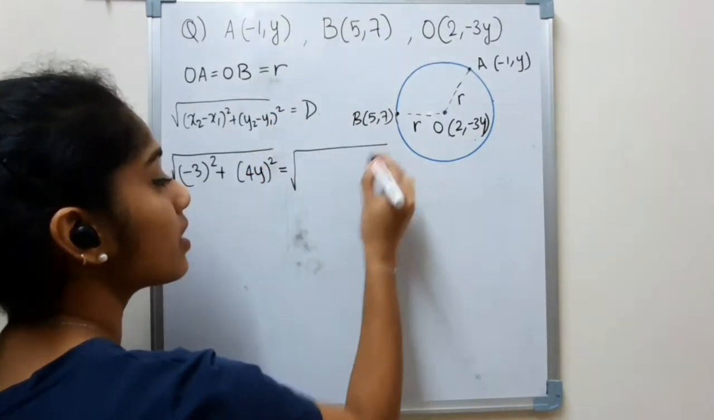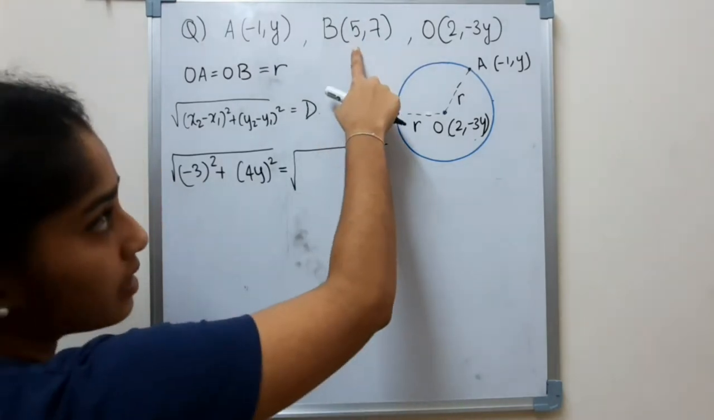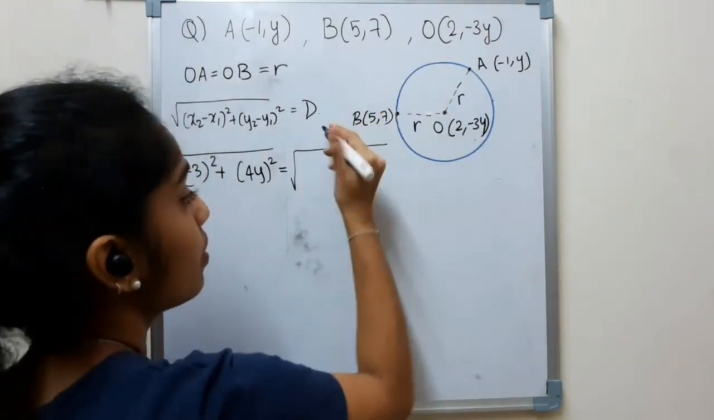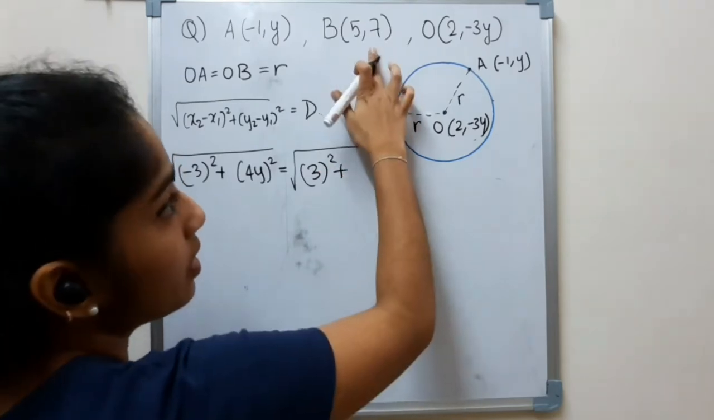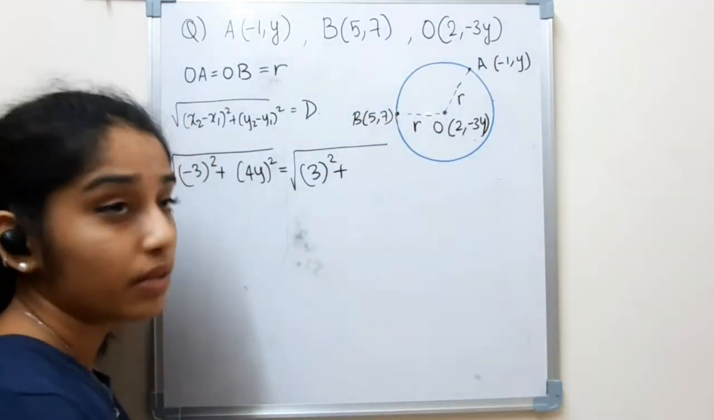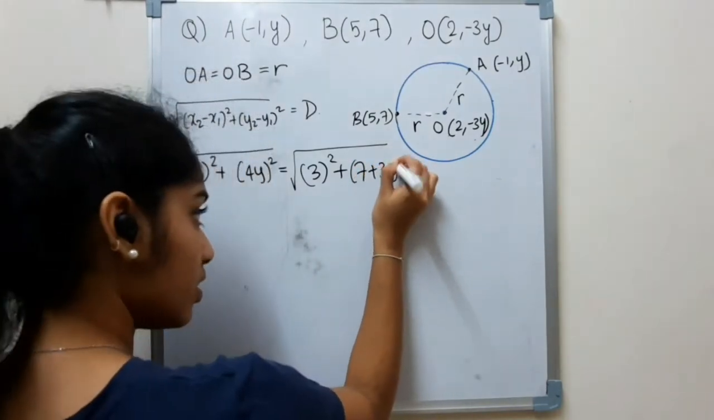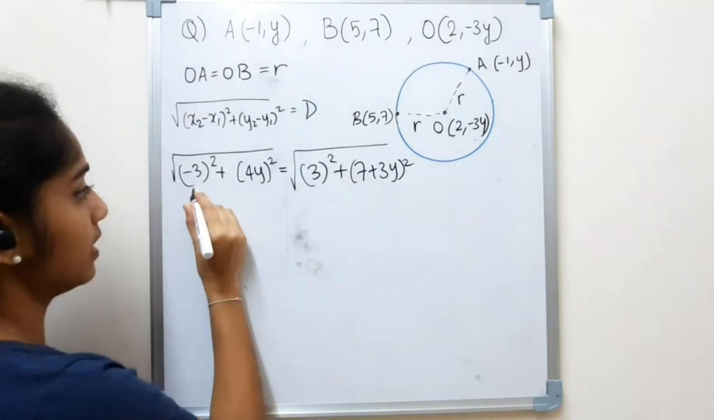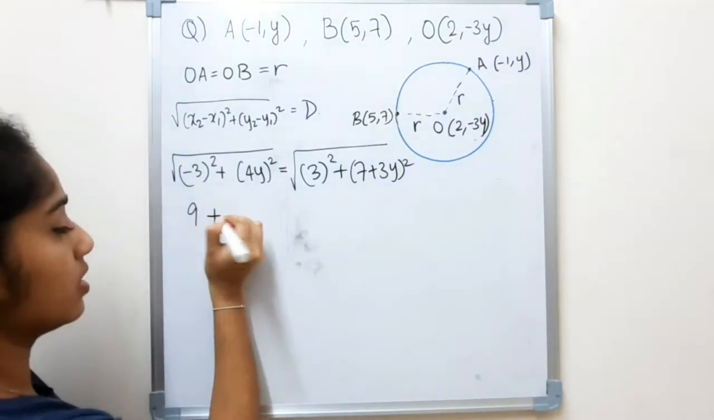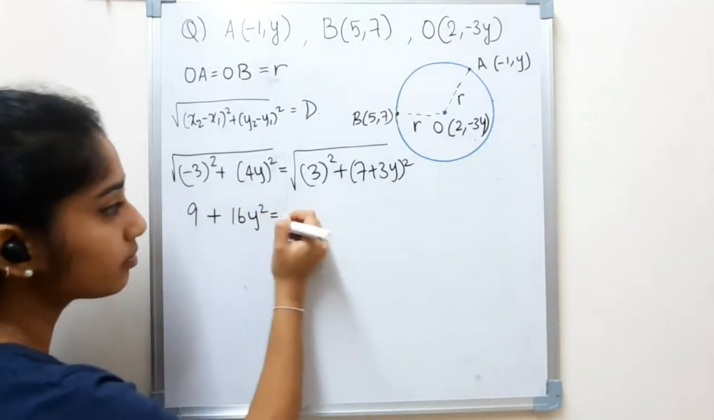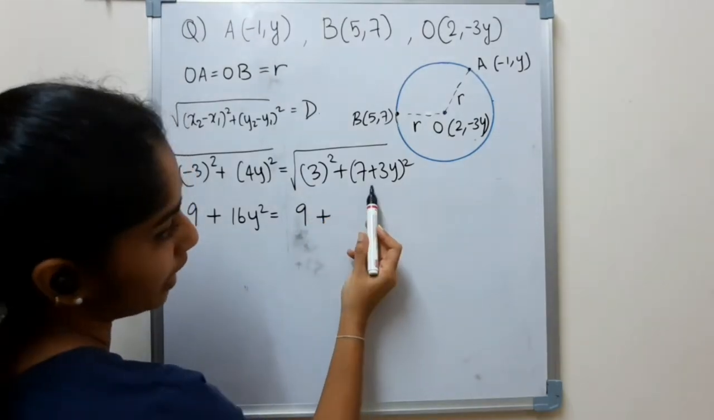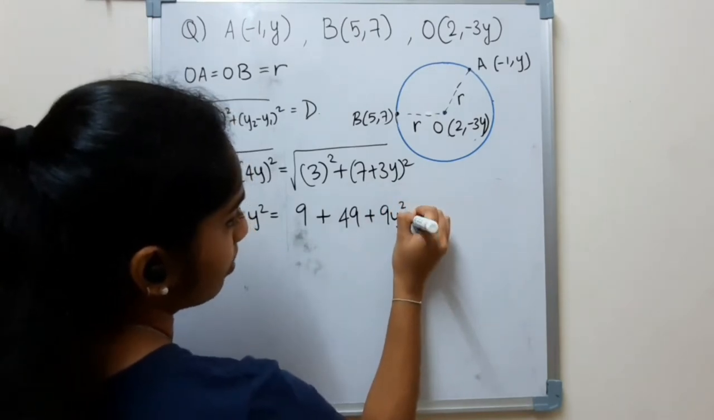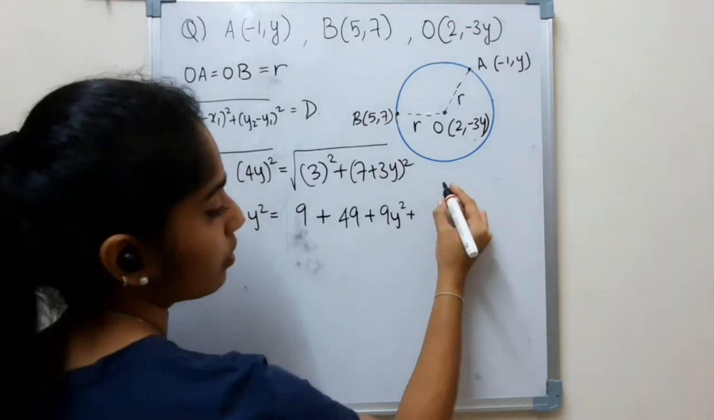Now again, for OB, we have x2, y2 and x1, y1. So x2 minus x1 is 5 minus 2, 3 the whole square, plus 7 minus of minus 3y, 7 plus 3y, the whole square. Now, taking square on both sides of this equation, we have minus 3 the whole square is 9, plus 16y squared, equal to 9 plus, using the a plus b the whole square formula, 49 plus 3y whole square, 9y squared, plus 2 into 7 into 3y, 42y.